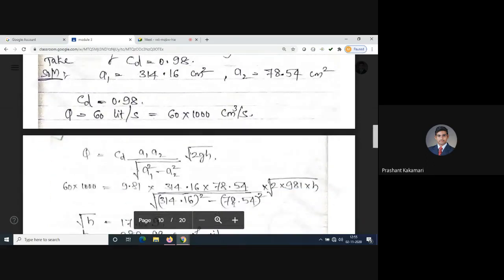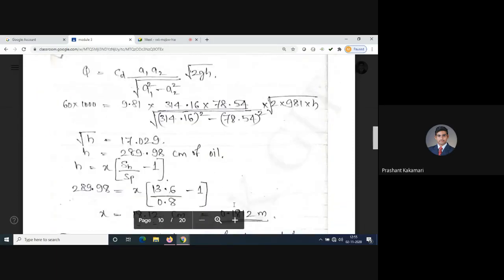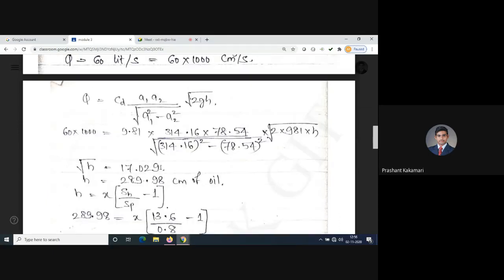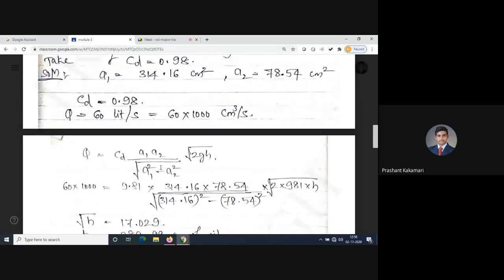So substitute all the values: Q, CD, A1, A2, and G is a constant. All these values are known. H is not known. So taking H to the other side, you can find out the deflection in the manometer. Please all of you check the values, whether they are correct as per the substitution or not.